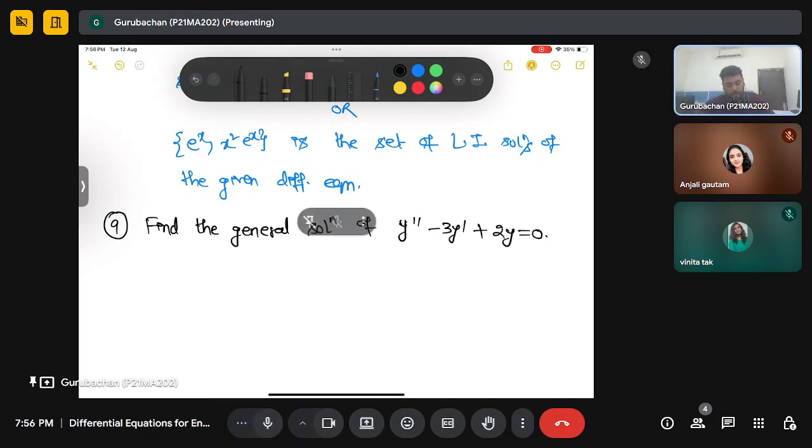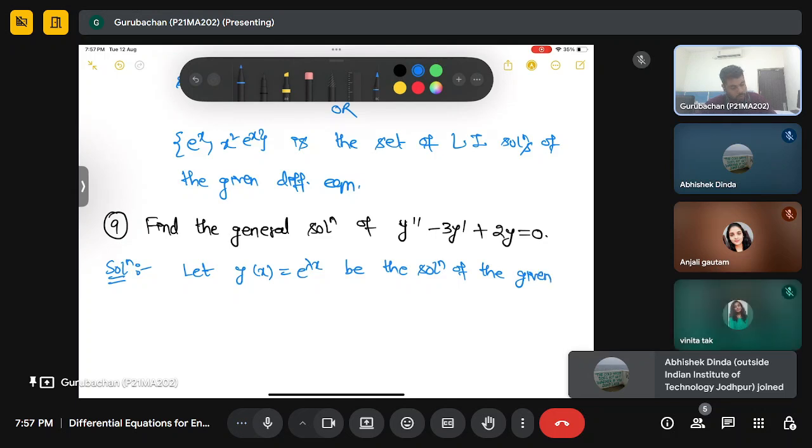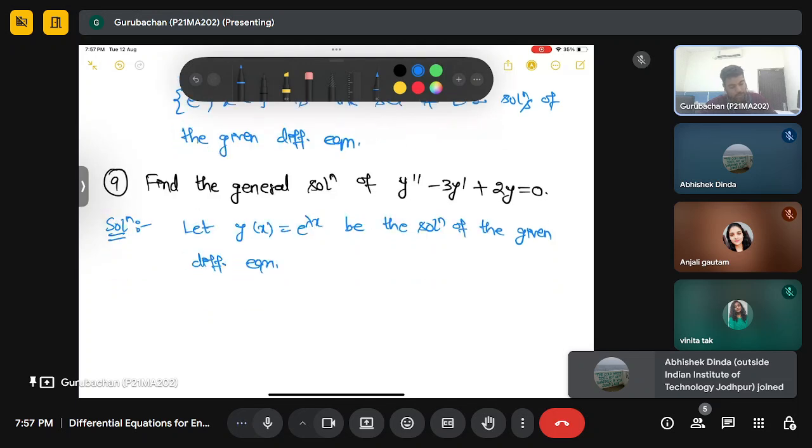So as I told you, proceed with assuming that the solution has the form e to the power lambda x. So let e to the power lambda x be a solution of the differential equation.